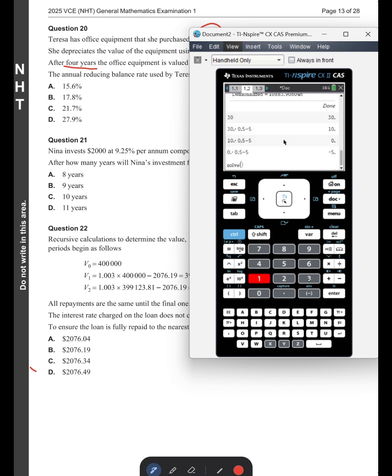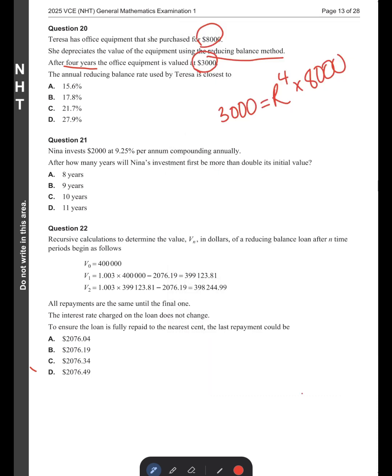Menu 3.1, 3,000 equals R to the power of 4 times 8,000, comma R. Okay, and now R is my growth factor, so I'm just going to copy that value. I'm just going to do 1 minus Control V, and then that gives me 21.7%. Okay, so C there. It's going to be the right answer.